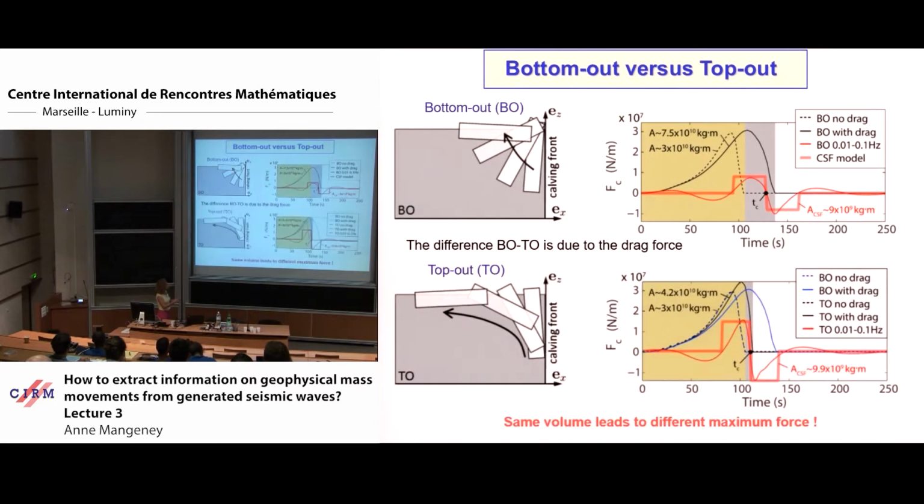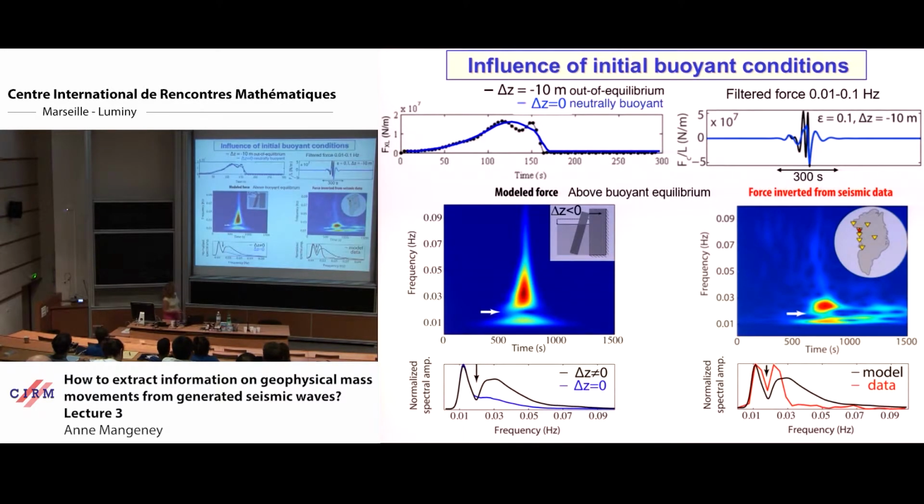So now if you look at the top-out iceberg here, you get this black line for the same dimension, but if you don't consider drag, you get exactly the same force. So what makes the difference between the bottom-out force and the top-out force is just the drag force exerted by the water on the iceberg. And I will show you, you will see it's very complicated actually, but you have to take drag into account, and this was something missing in the previous model.